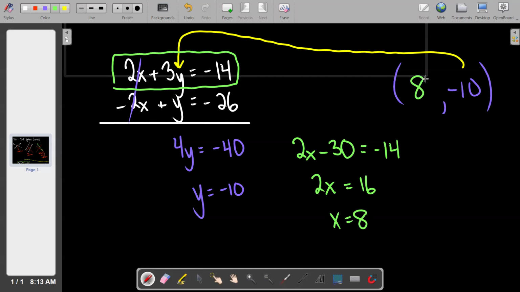It means that that is the only set of numbers that at the same time, it's like magic. If you put 8 and negative 10 in place of x and y, they would solve the top equation and they would also solve the bottom equation. That's pretty significant, right? Okay.